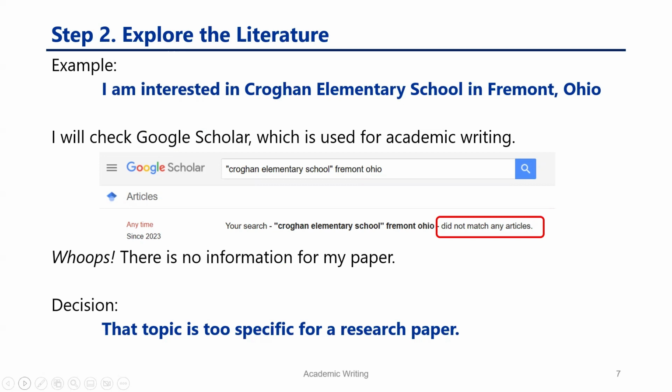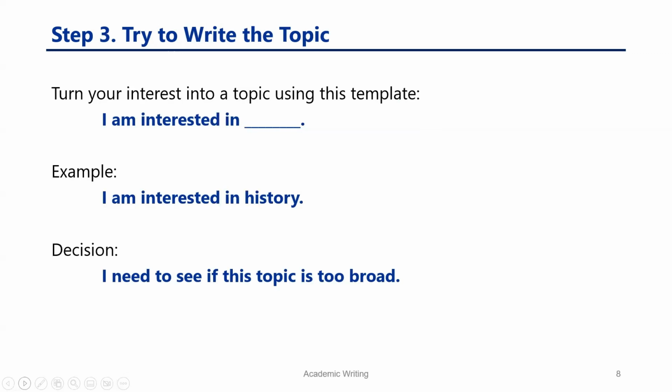And here in the illustration is a picture. I've typed Croghan Elementary School in Fremont, Ohio. And guess what? Google Scholar tells me it didn't find any articles out there. So I guess there's no information on that topic for me. It would be very difficult to write a paper where there's no articles for me to use. So I've decided that topic is way too specific for a research paper, and I'm not going to use it. So let's pick another interest from my list and see if it's any good for a topic.